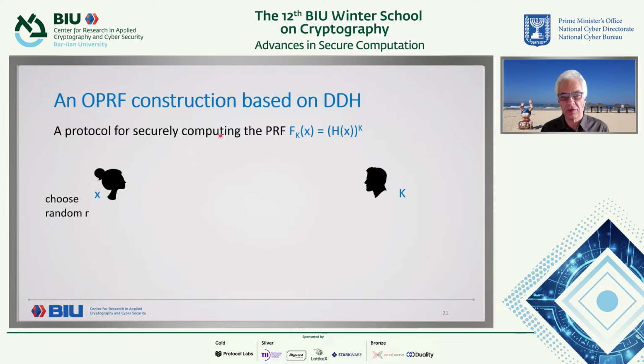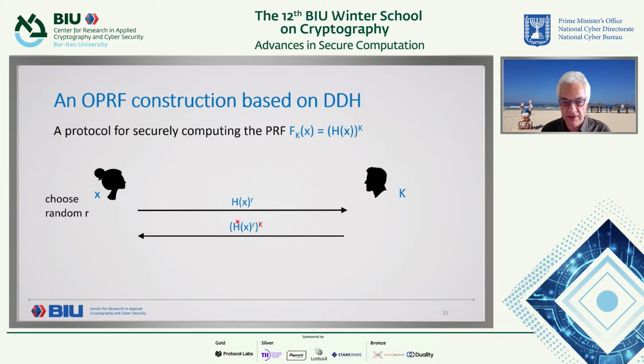So here's a protocol for securely computing this pseudo-random function. So Alice will learn f of x with Bob's key without learning the key. So Alice chooses a random value r, and she sends to Bob h of x to the power of r. Bob raises this to the power of his secret key k, sends the result to Alice, and Alice takes the r-th root of what she received, and she computes h of x to the power of k. So she received the output of the pseudo-random function.